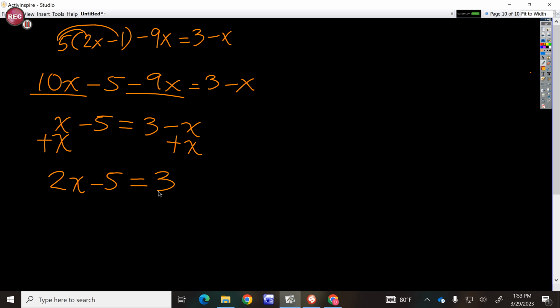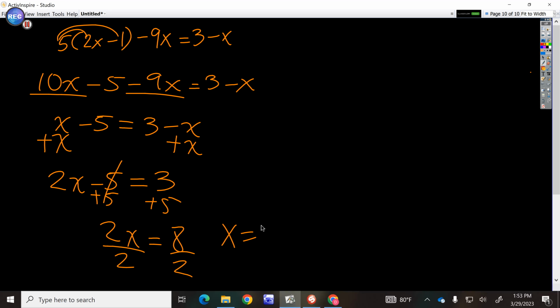2x minus 5 equals 3. So plus 5, like Samantha said, she doesn't want to wait for me. Ready to do it. Equals 8. Last step, divide by your coefficient. x equals 4.